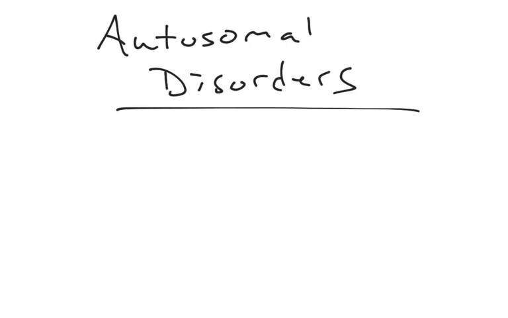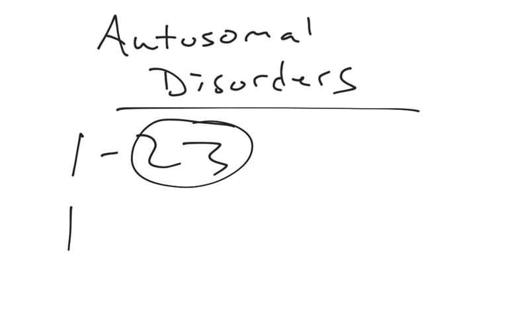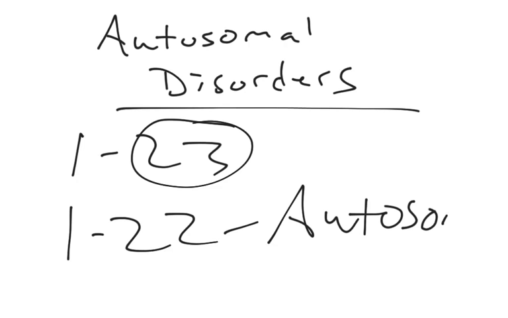Now, autosomal, so you had the 1 through 23 chromosomes. Your 23rd is your sex. The 1 through 22 are your autosomal chromosomes. So there are disorders that are found in those chromosomes as well, and that's what we're going to look at. And there's autosomal dominant and autosomal recessive disorders.